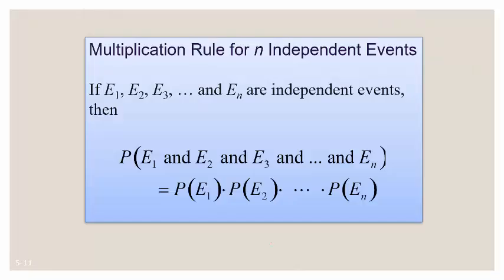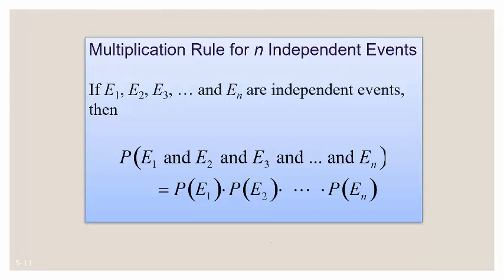All right, you can expand on this. So this is a multiplication rule for n independent events. So it could be 5, it could be 1,000, doesn't matter, okay? So if event 1, event 2, event 3, all the way to event n are independent events. So they're all independent, meaning the occurrence of the first one does not impact the occurrence of the second one, and so on and so on.